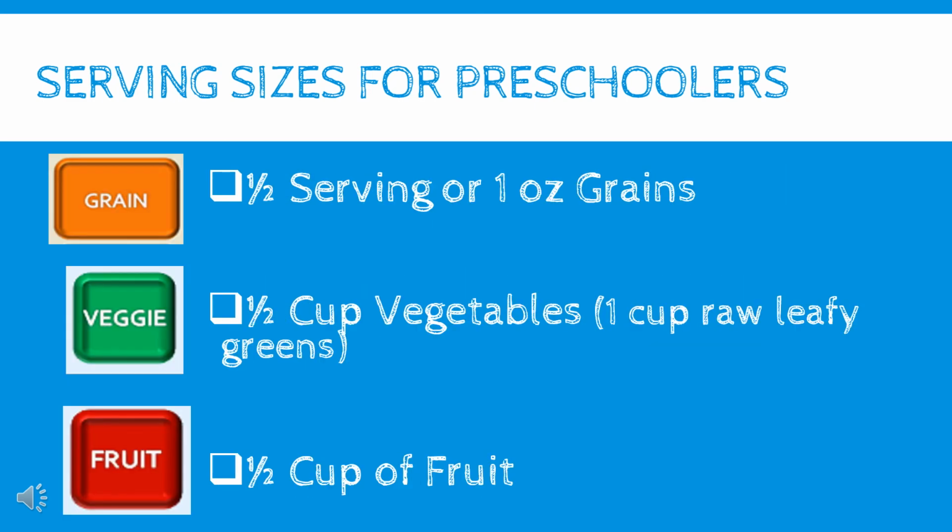The portion size for grains should be half of a serving or 1 ounce of grains. For vegetables, it's a half a cup of vegetables or 1 cup of raw leafy greens. For fruits, it's a half a cup of fruit. Another option can be to do 1/4 a cup of fruit and vegetable.